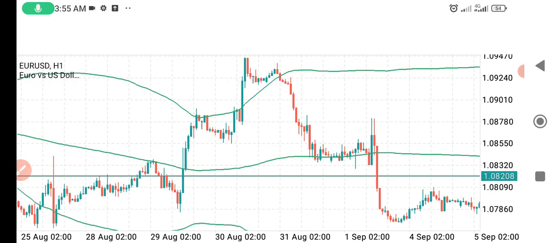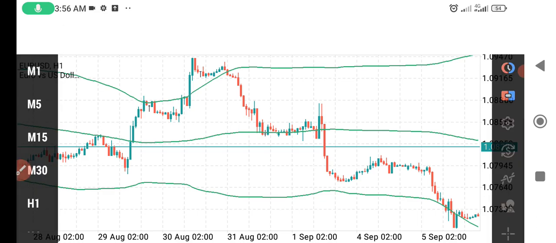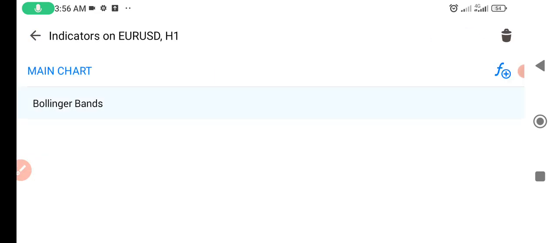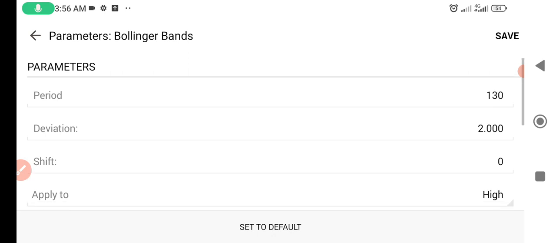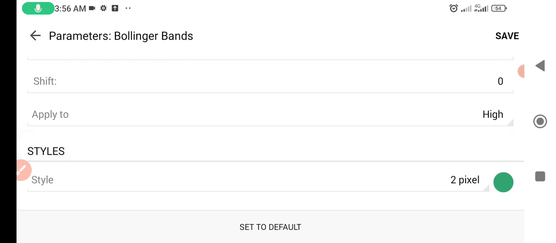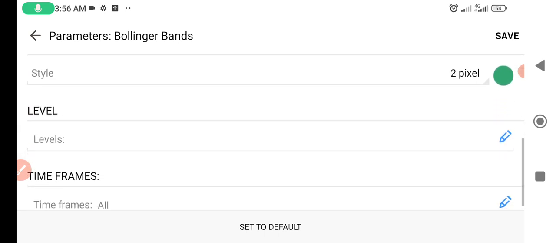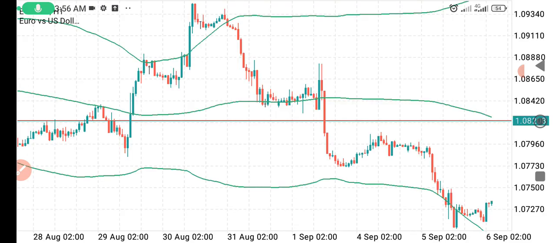you will need this indicator that you are seeing on my chart now. It is very important, and the indicator is Bollinger Band. The period is 130, deviation is 2, the shift is 0, apply to high, the style is 2 pixels, the color is green. You can choose any color of your choice.